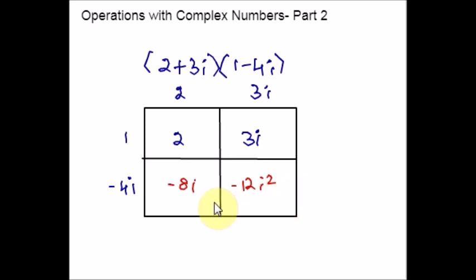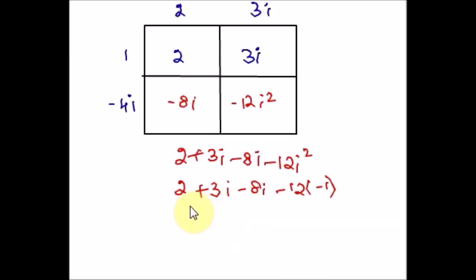So next, let's arrange all the terms together from our table: 2 plus 3i minus 8i minus 12i squared. Now we need to make a substitution for i squared. i squared is equal to negative 1. So making the substitution, we can clean up the expression just by multiplying these two. Negative times negative will give you positive 12.